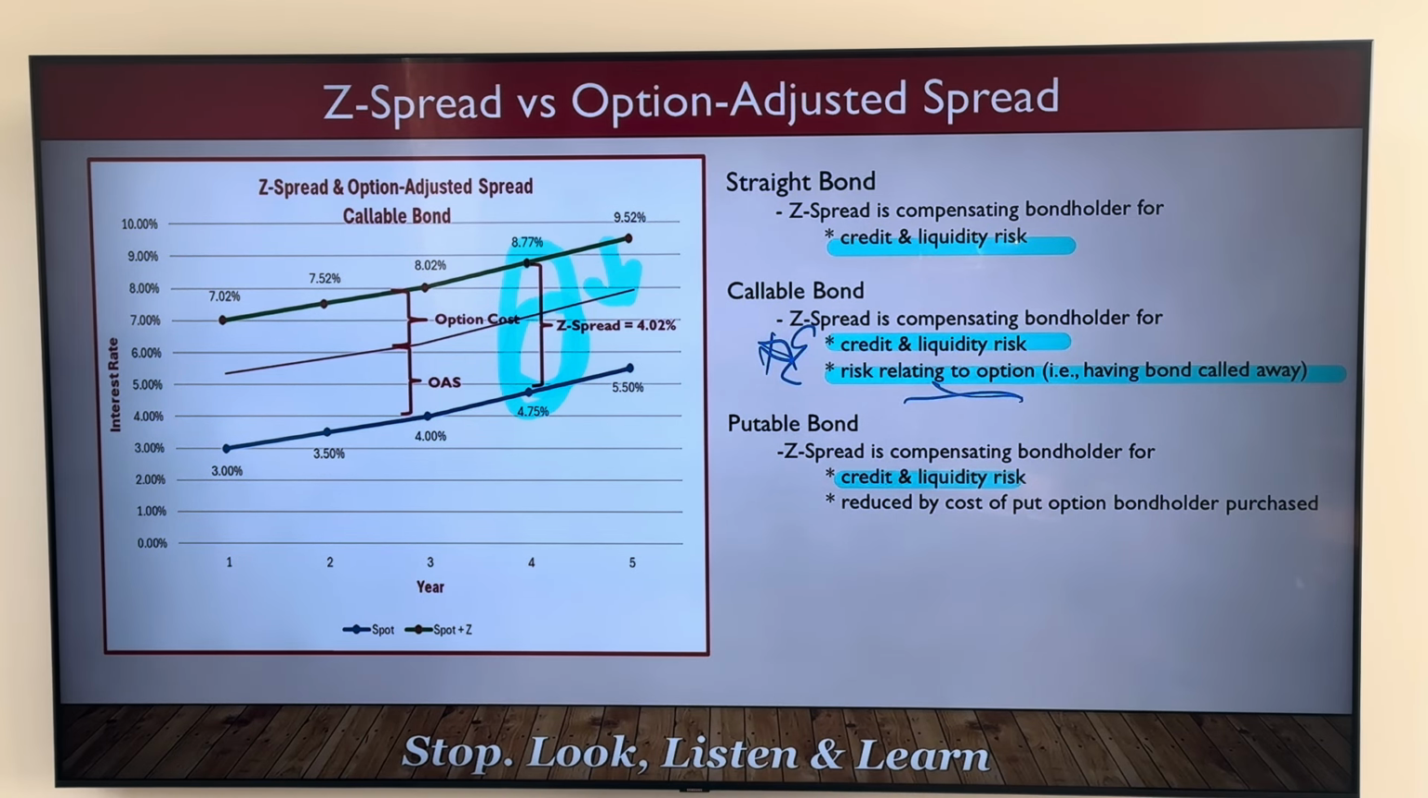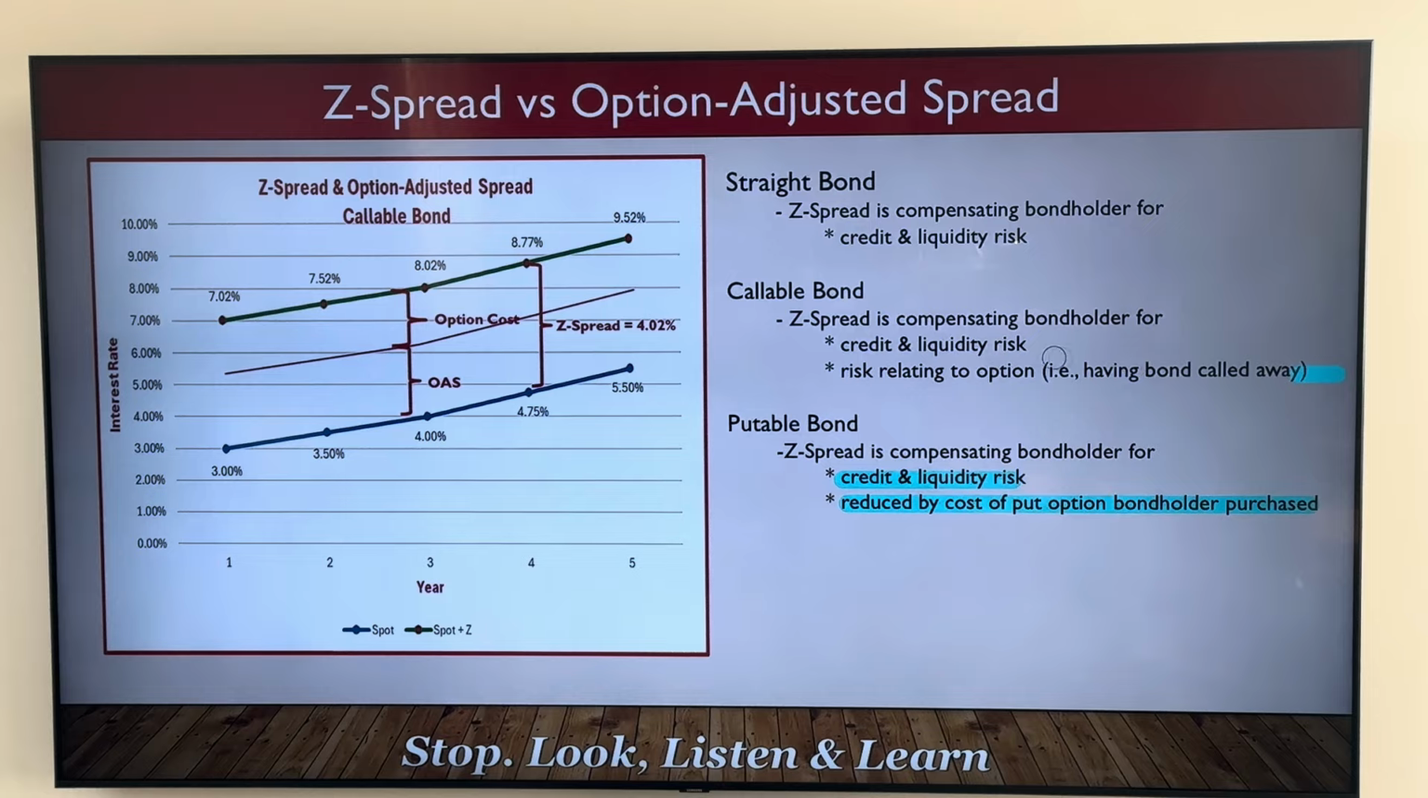And the Z spread in the case of a puttable bond is reduced by the cost of the put option that the bondholder purchases at the time that they invest or purchase the bond from the issuer. So that's in a nutshell what the option adjusted spread is. It is the spread that you would receive if the callable bond that you have did not have that call option embedded in it, or that puttable bond that you have did not have the put option embedded in it.